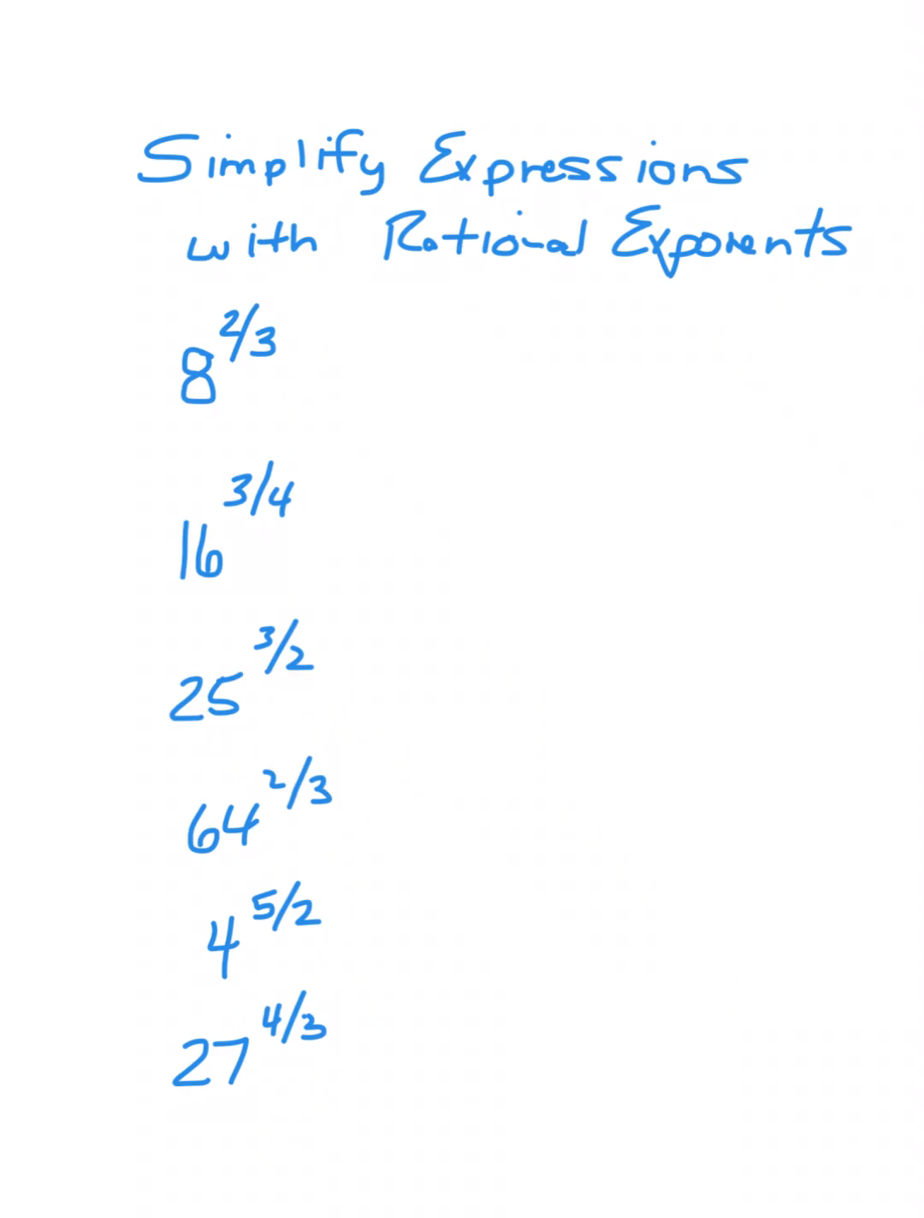Now, simplifying expressions with rational exponents. So now we're going to use that table of powers that's up on the board, and table of perfect roots and so on. And if we use our property we just learned, 8 to the 2/3 power is the same as the cube root of 8 squared. Now looking at the board, the cube root of 8, that's a perfect cube, that is 2. And then 2 squared would give you 4. So 8 to the 2/3 power is 4.